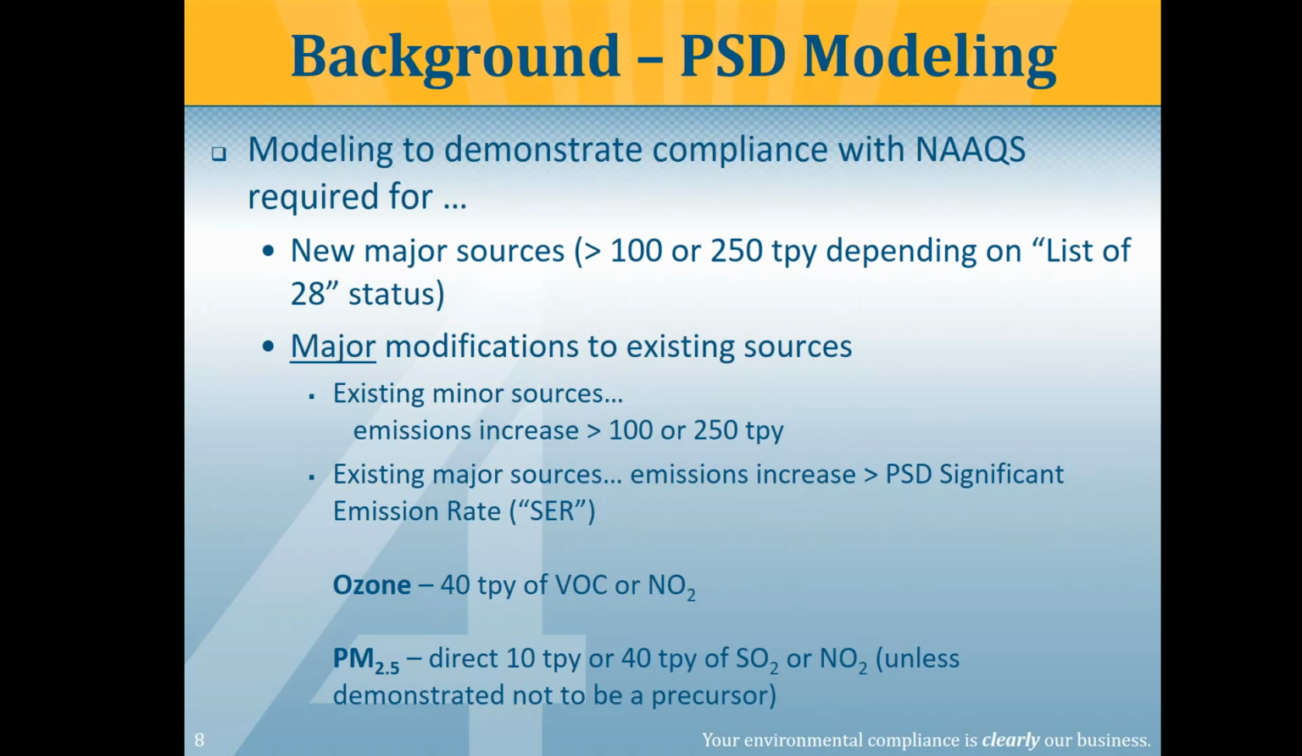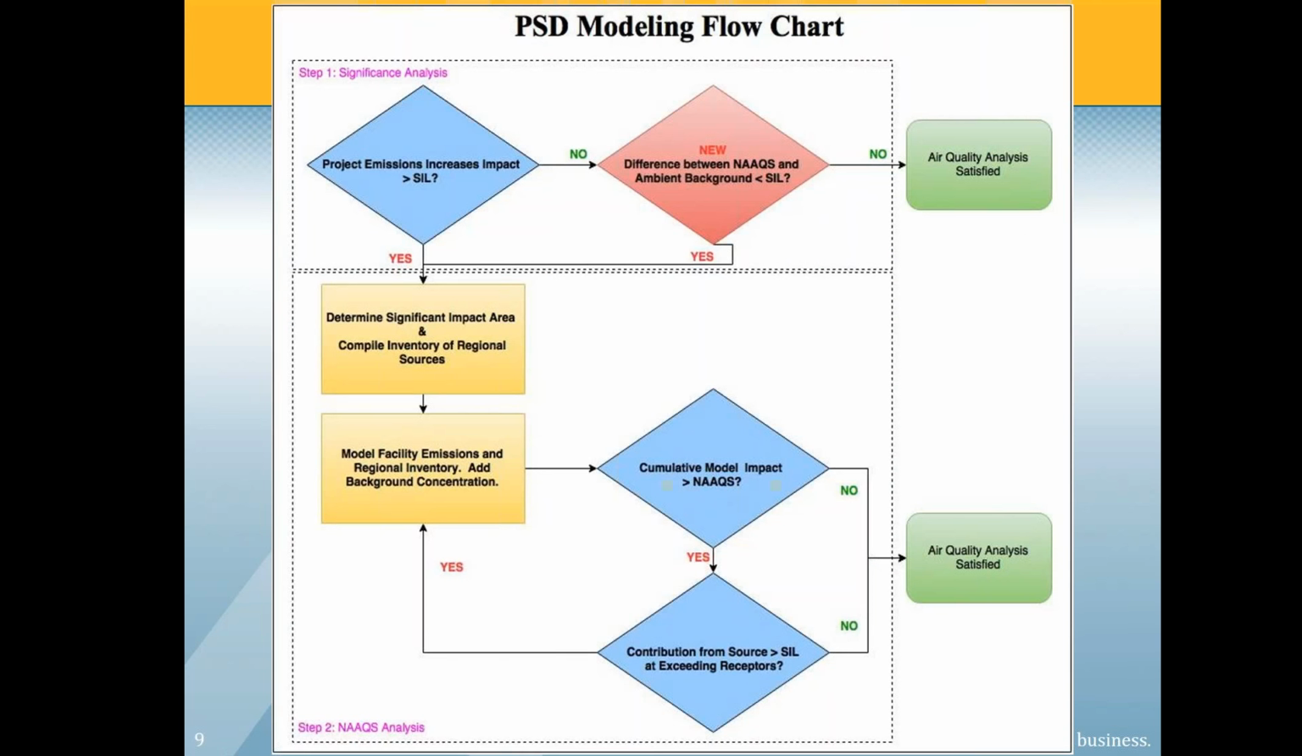So the critical PSD significant emission rates for ozone are the ozone precursors, VOC and NOx, which is 40 tons per year. And then for PM2.5, we're talking about for direct PM2.5, 10 tons per year, and for PM2.5 precursors, SO2 and NOx, 40 tons per year. So for an existing major source, if project-related emissions are greater than these thresholds, then the PSD permitting program trips the requirement to do a BACT analysis and also to do a modeling analysis.